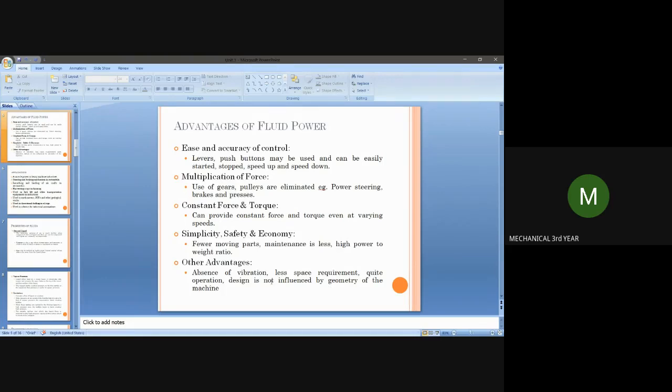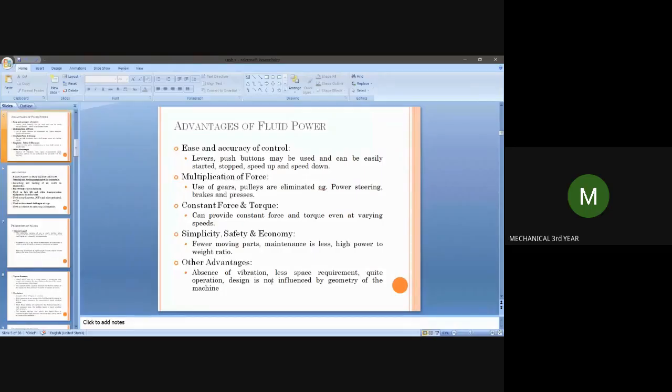Absence of vibration. We can completely eliminate the vibration. The vibration is negligible in the case of hydraulics and pneumatics, and there is less space requirement. That is also very important. If you go for gears and linkages, you may end up in messy operation. Messy in the sense it won't be so neat to use, or it requires a large amount of maintenance and periodic change, and everything has to be maintained in a proper way. That can be eliminated if you are going for hydraulics and a pneumatic system.